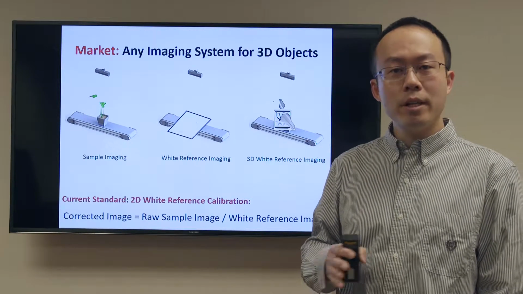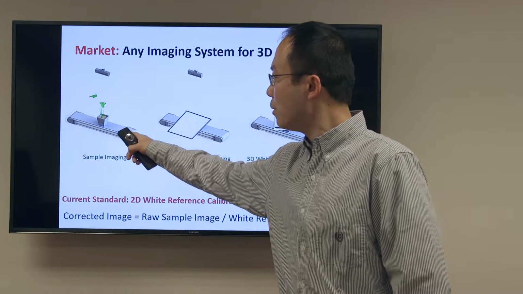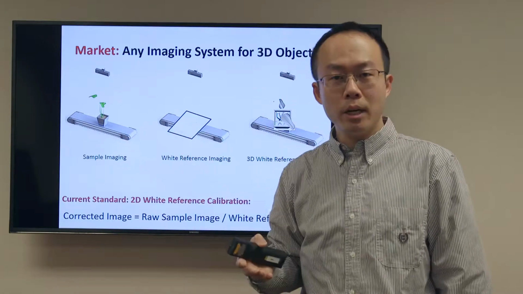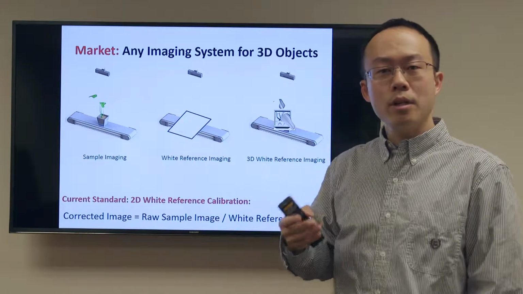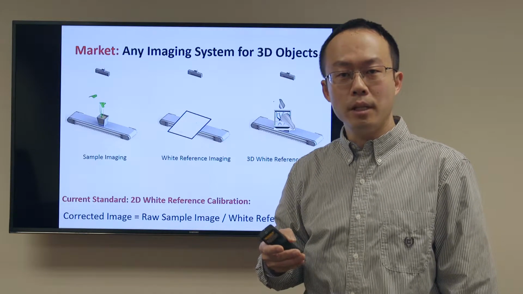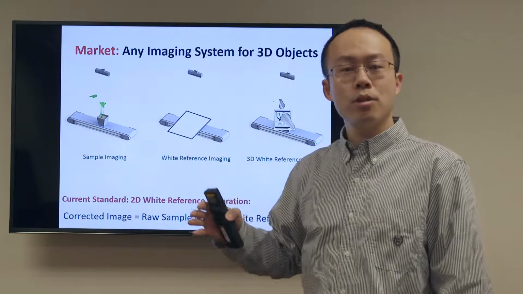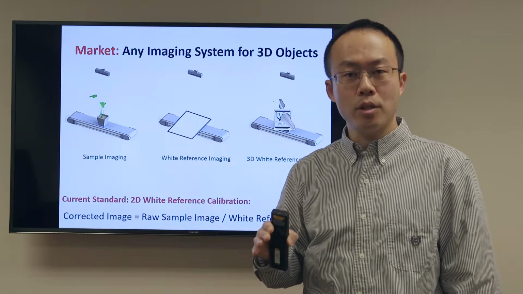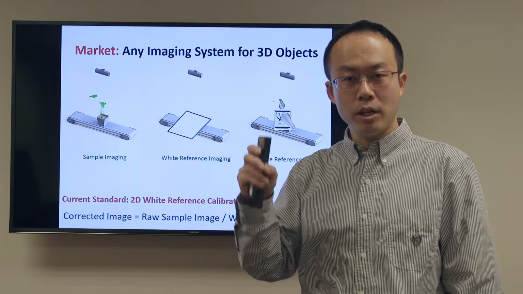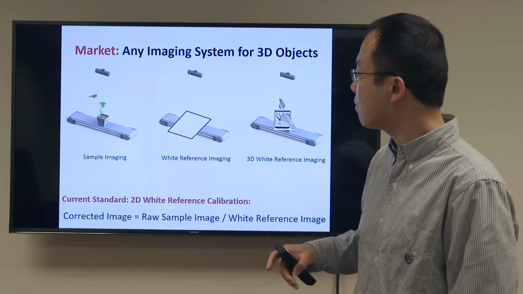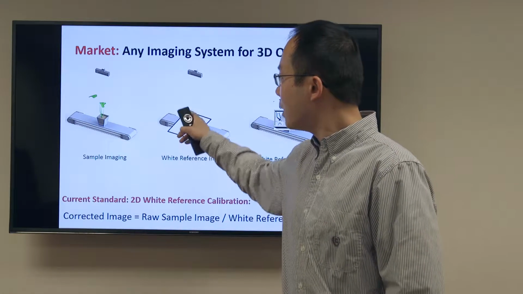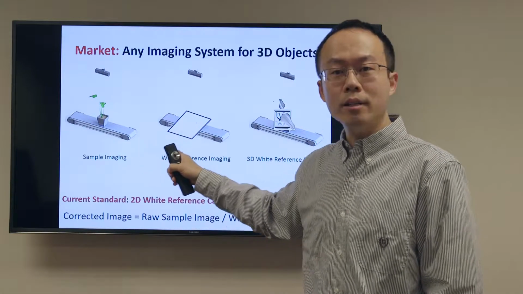As you know, no matter whether you have an imaging system to image a plant, a meat product, or fruit products, we have one issue called lighting non-uniformity. There is no way for us to guarantee 100% uniformity of shining the lights onto every pixel of the surface of the objects. That is why people have been using a white tile.